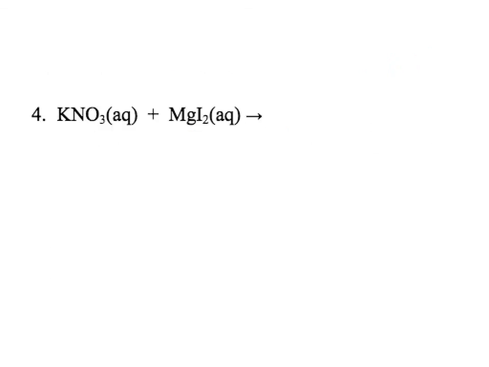All right, last one, number 4. KNO3 plus MgI2. All right, go ahead, pause the video and try to answer yourself. Okay, so again, I like to highlight the first ions and switch their places. So instead of KNO3, I'm going to have MgNO3. And instead of MgI2, I'm going to have KI.